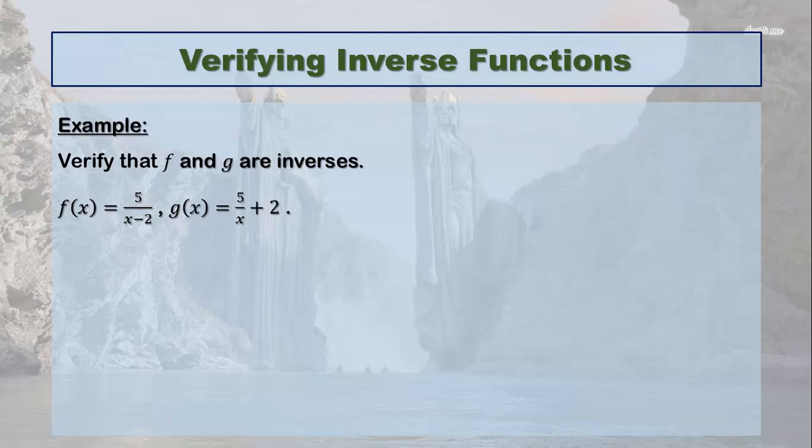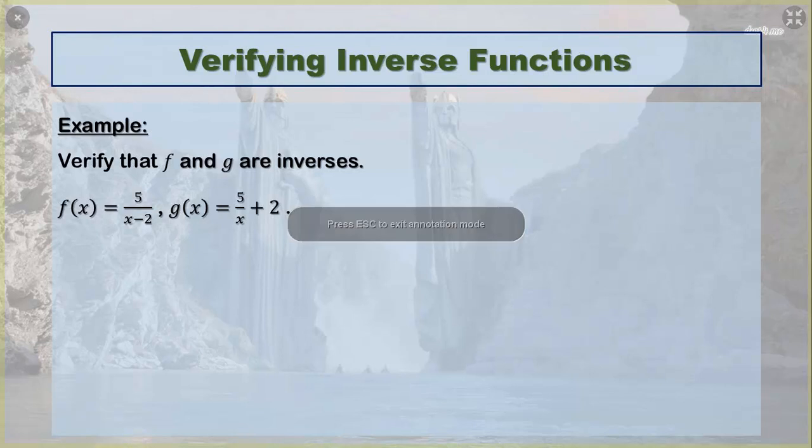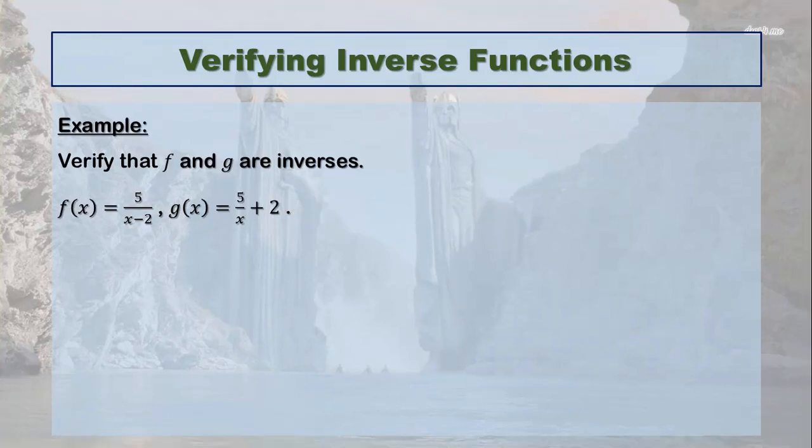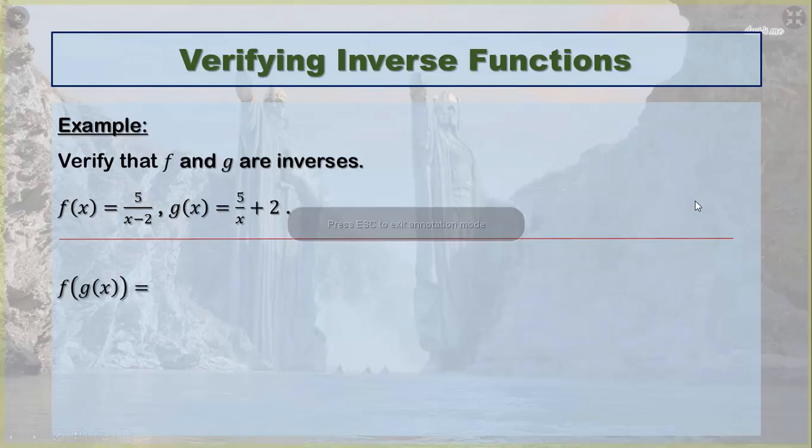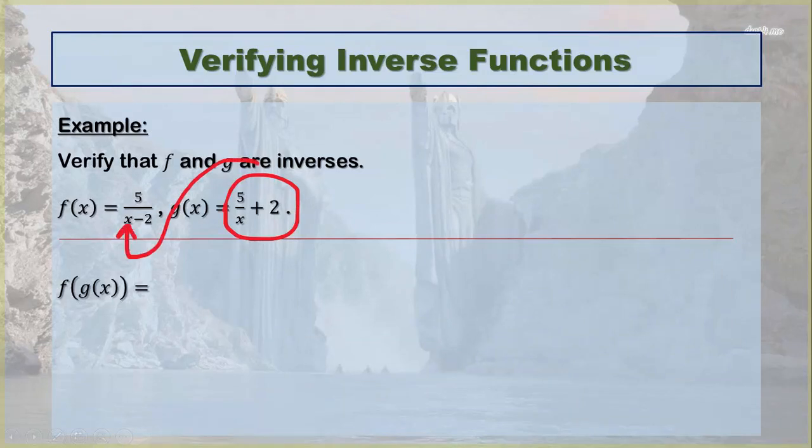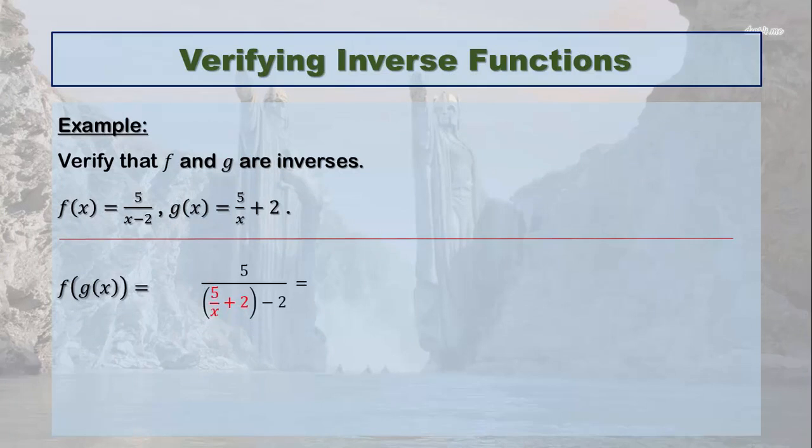All right, so the first thing that we do is we figure out what f of g of x is. All right, so that means we have to take g of x and plug it in for that x. And that's going to look like this. And then we have to simplify it. Well, if I have 5 over x plus 2 minus 2 on the bottom, those two things are going to end up canceling each other out. So that takes me to this.